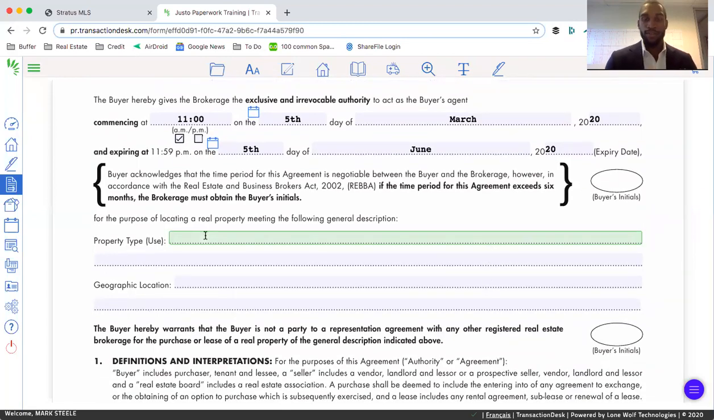All right, the next section is going to be the property use. So again, while they're working with you, what kind of property are they looking for? Normally, I just put single family home. If you're looking for a duplex, you could put that. If you're looking for a triplex, you could put that. Whatever type of property you're looking for, you can fill that in there, okay?